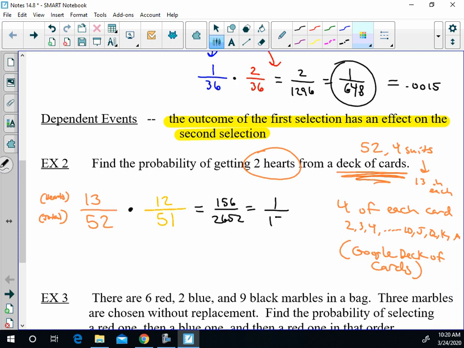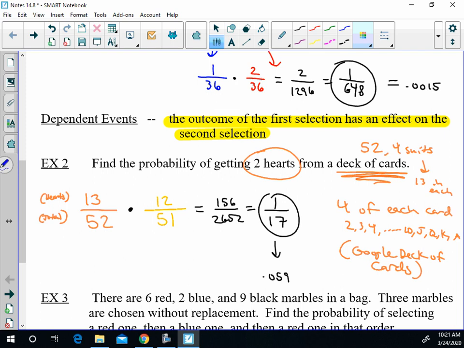That's a 1 over 17 chance, which if you're someone that likes the decimals, I show them to you just to have it. But I always like that fraction, like I said the other times. Okay, so again, dependent means I want to get 2 hearts. That means I draw a card. There's 1 less card in the deck and 1 less heart in the deck. So now my probability changes from that first card, 13 out of 52.